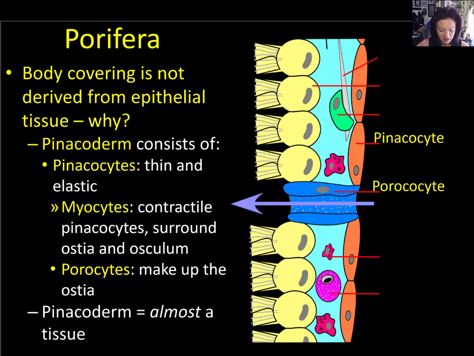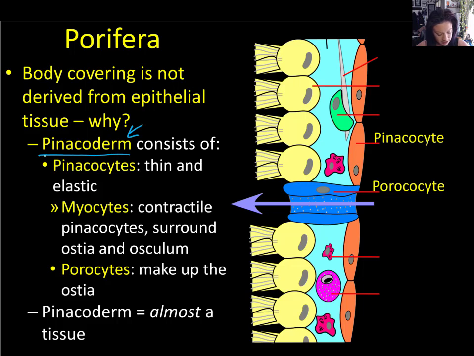Always remember, in poriferans, their body covering isn't derived from epithelial tissue because they don't go through gastrulation, which means they don't develop tissue layers. Remember, poriferans have a cellular level of organization only, which means no true tissues in this group. Instead, what poriferans have is a protective outer layer of cells called the pinacoderm.